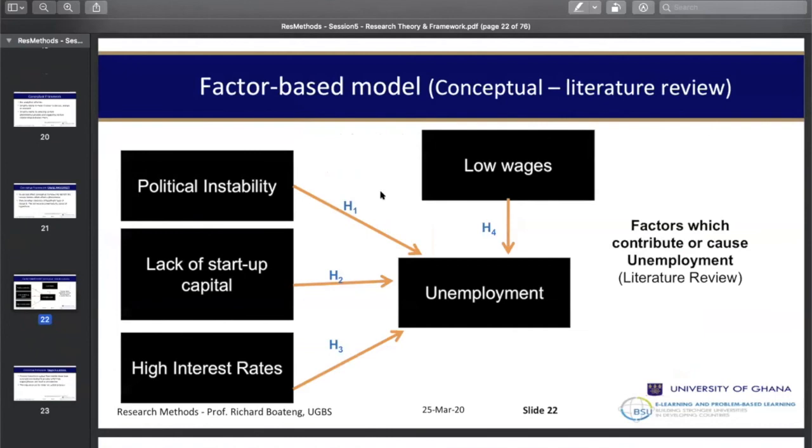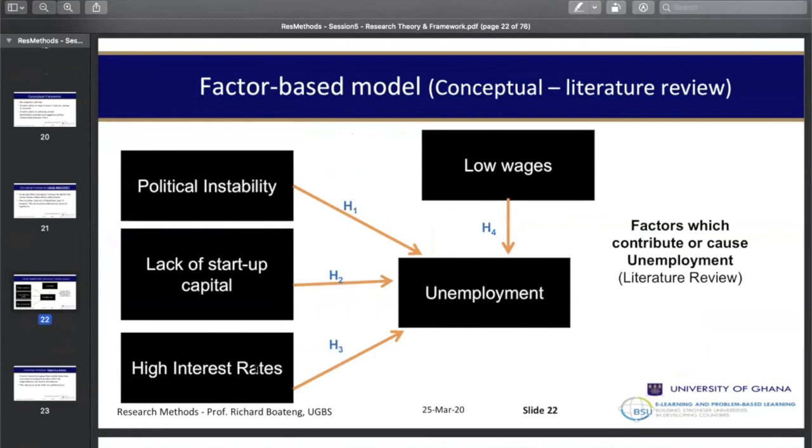This political instability, low wages, startup capital, high interest rate, unemployment. But they are all acting at different levels. So how are you going to operationalize this one? How are you going to analyze? Because some of them are industry level factors. Some of them are national level factors. Some of them are individual or firm level factors. So how then are you going to actually analyze this one?